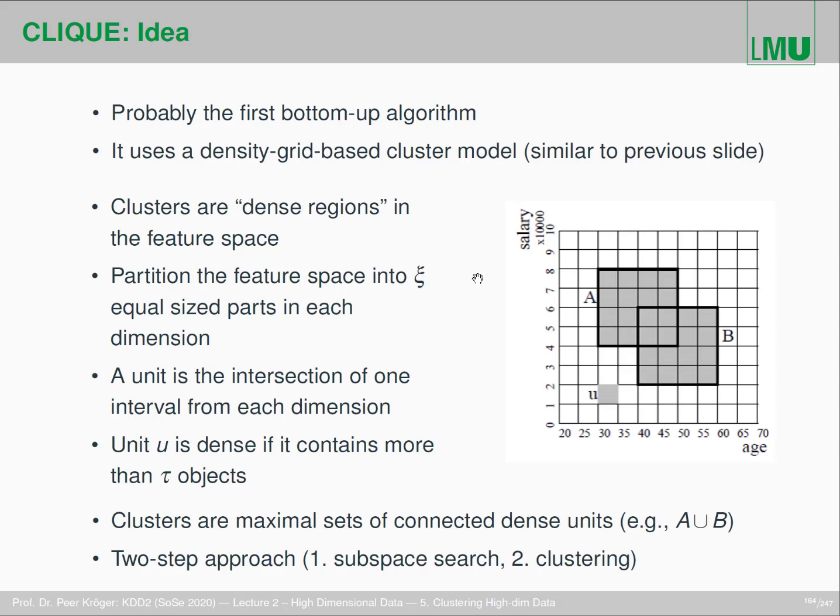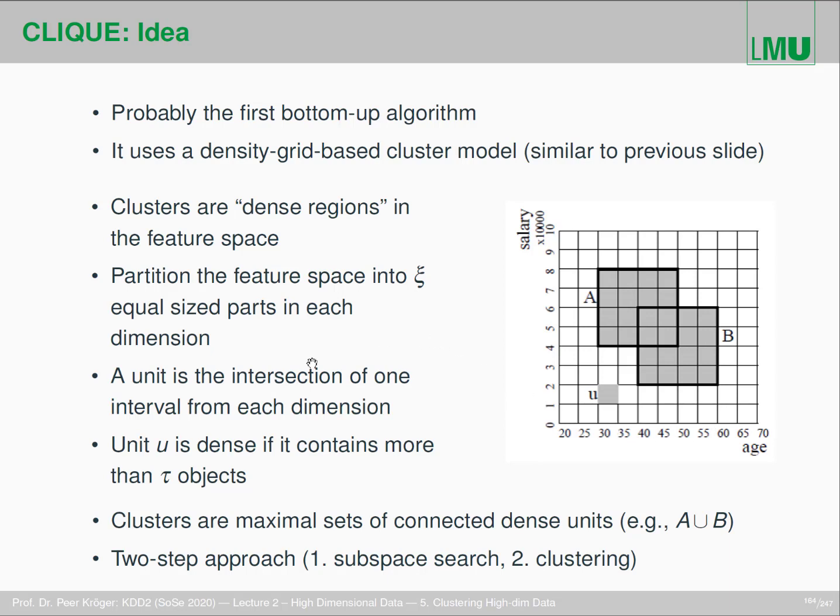And actually, this property or this cluster criterion is used by one of probably the first bottom-up subspace clustering algorithms, which is called CLIQUE. It uses a density-based or density grid-based cluster model, exactly the same as we had on the previous slide. So the clusters are dense regions in the feature space. The input parameter is now xi instead of s, so we partition the feature space into xi equally sized parts in each dimension.